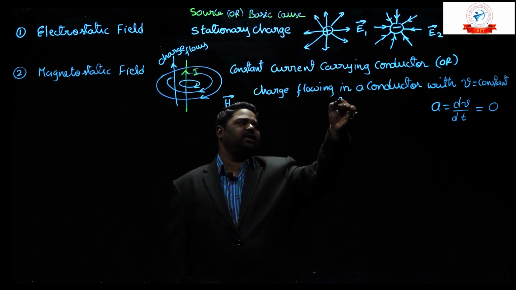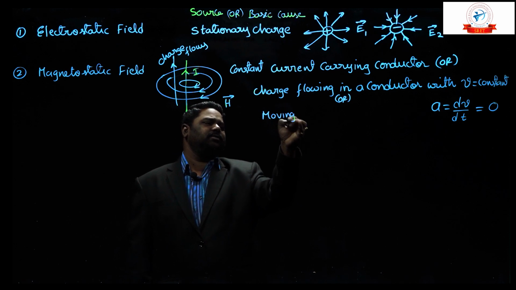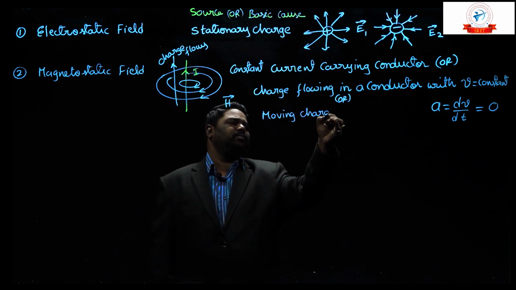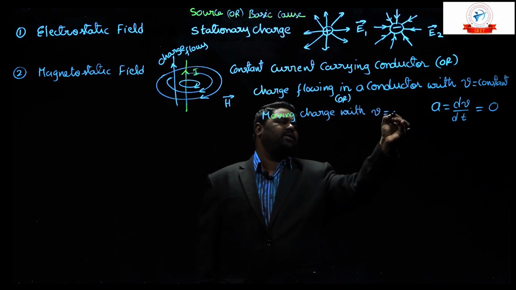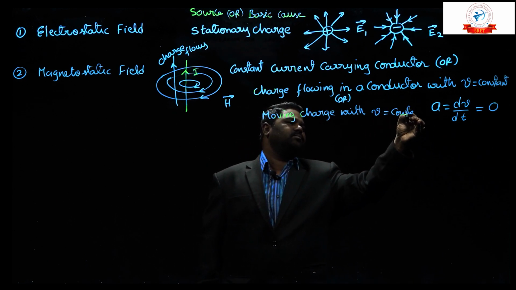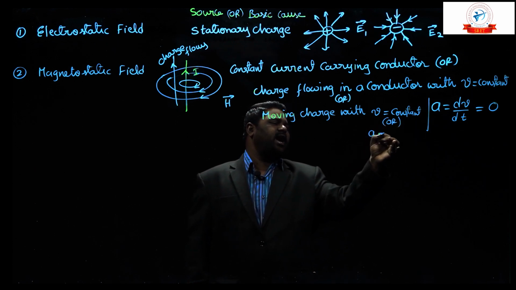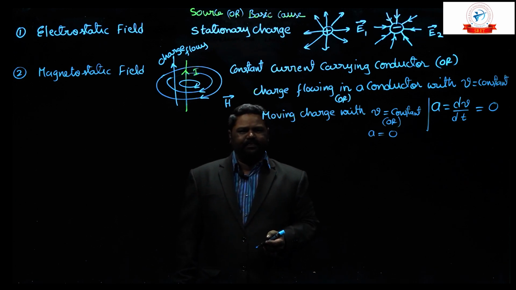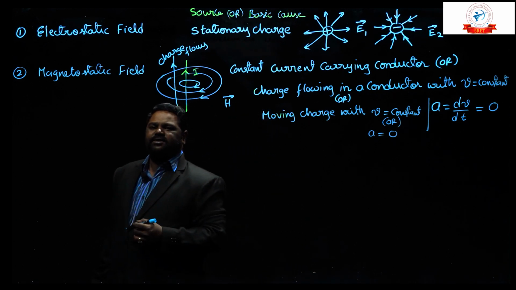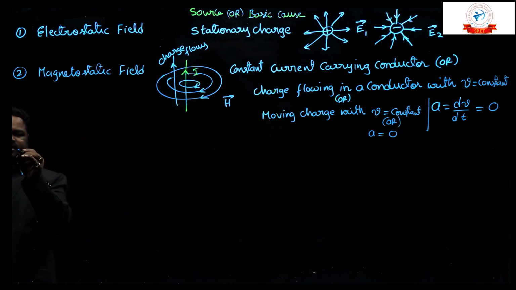Okay. So finally I conclude here. Simply, a moving charge with constant velocity or zero acceleration can produce the static magnetic field. Okay. So this is the source of the magnetostatic field. Similarly, we consider the third field. The third one is electromagnetic fields.